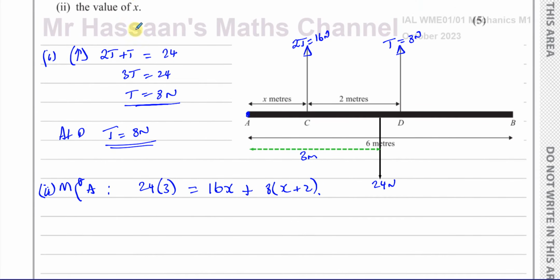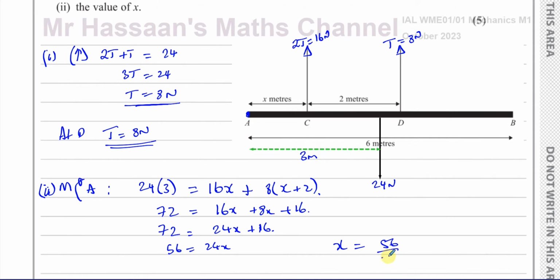So 24 times 3, that's 72, equals 16x plus 8x plus 16. So 72 equals 24x plus 16. Take away 16 from both sides, so 72 minus 16, that's 56 equals 24x. Therefore, x equals 56 over 24.